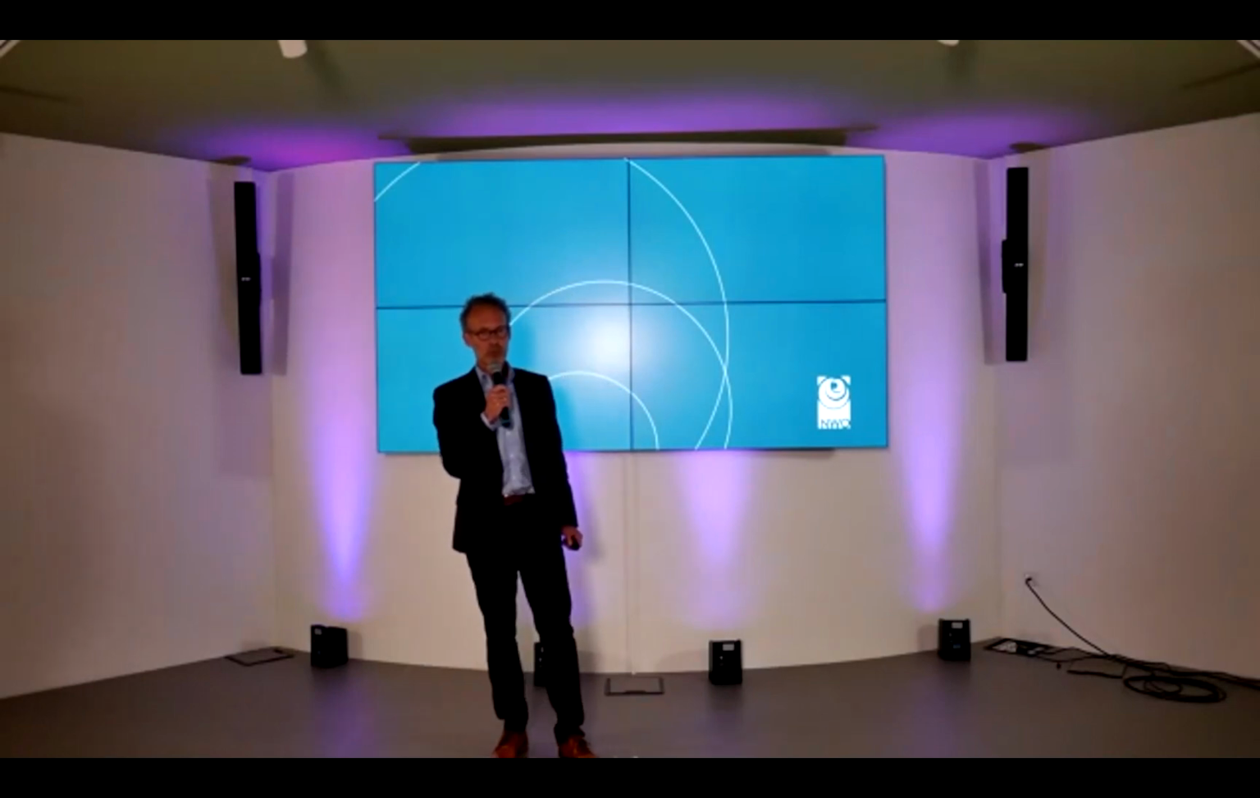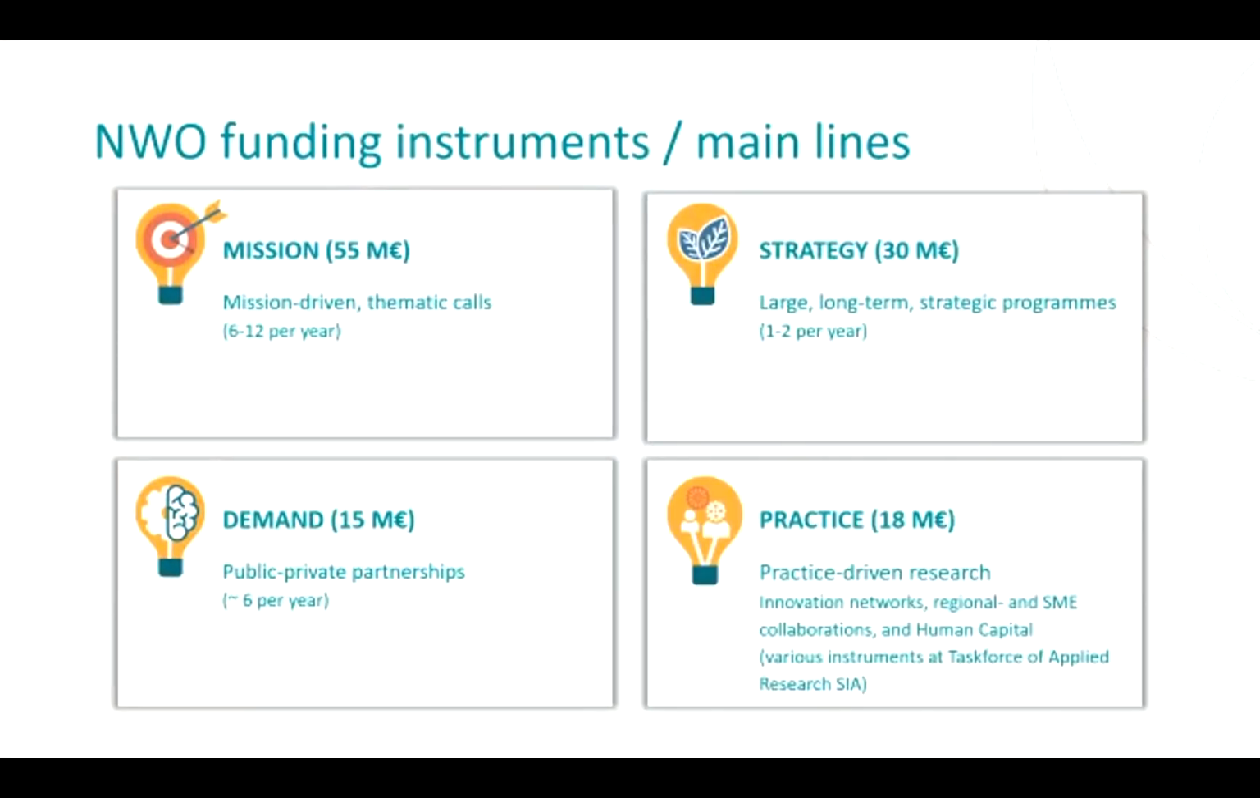I want to go shortly through the 3 other main lines, which are more bottom-up organized. So we have demand, strategy, and practice. Demand is for partnerships between NWO and companies, and they are much larger in size than the projects in the mission line, at least 3 million euros, and with a co-funding percentage of 50%, so 1.5 million euros. It's similar to the former STW or TTW partnership program, or the FOM IPP.